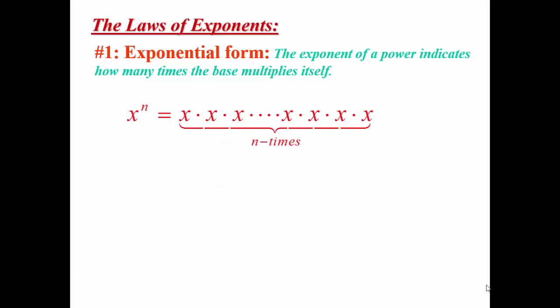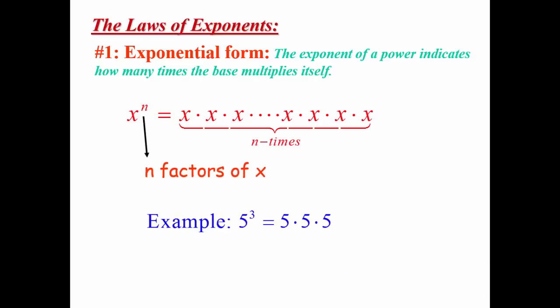So exponential form is the exponent of a power, and it indicates how many times the base is multiplying by itself. So here we have n times. It's n times because we don't have a set number right now, and it gives us our exponent to be n. Therefore, we have n factors of x. So for this example, 5 cubed equals 5 times 5 times 5. Take a moment, circle which one you think is the exponential form.